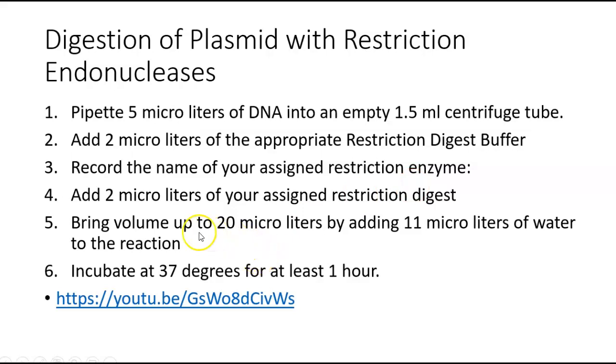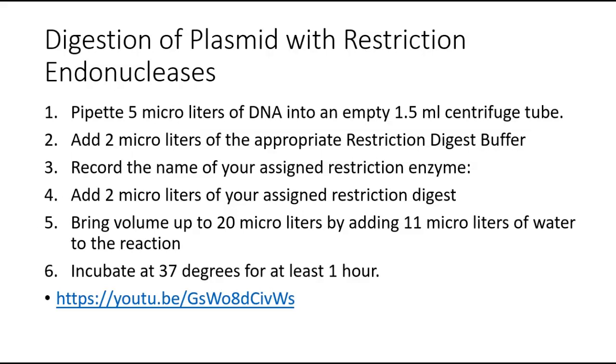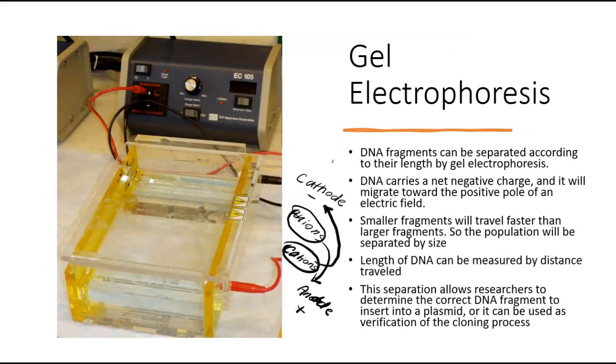And you're going to bring up the volume to 20 microliters by adding 11 microliters of water to the reaction and letting this tube incubate at 37 degrees. This could be in the water bath, or it could be in an incubator. What will happen here is that the restriction enzyme will cut the DNA at specific restriction sites. There could be one, there could be multiple, it all depends. What you're going to end up with is DNA fragments.